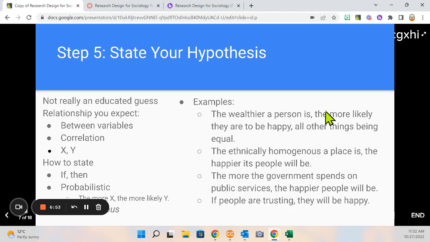And we can have fairly strong hypotheses still. If people are trusting, they will be happy.